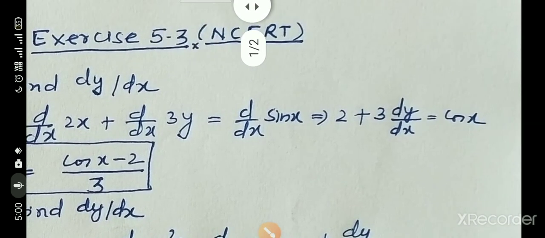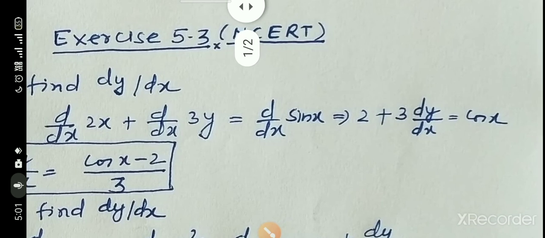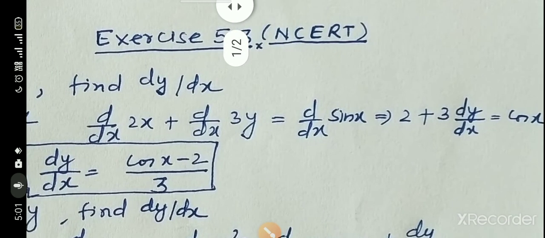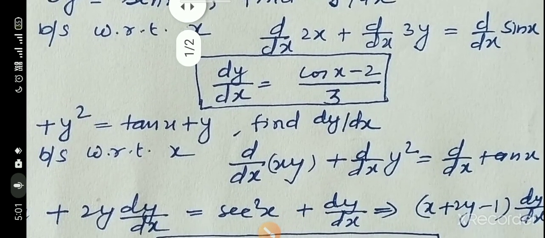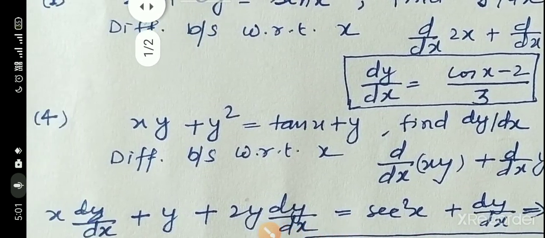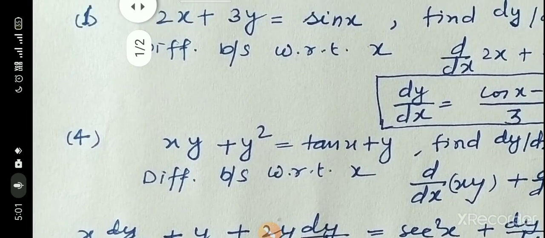From here we need to find dy by dx. So transpose 2 to the RHS, it will become cos x minus 2, and further divided by 3. So here dy by dx is equal to (cos x minus 2) divided by 3. Okay, now let us take question number 4.